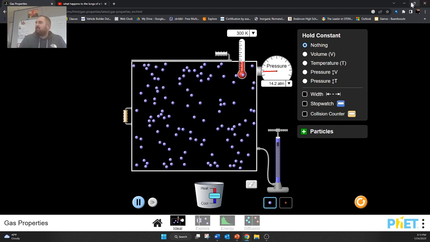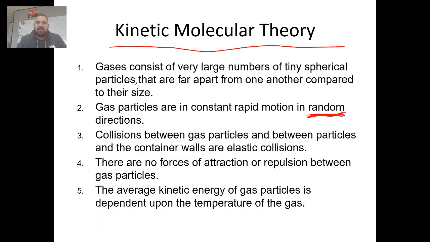The next rule of KMT says that collisions between gas particles and between particles and the container walls are elastic collisions. This is very important to know. So there's two types of collisions. There's elastic collisions and there's inelastic collisions. So to explain elastic collisions, I'm going to explain inelastic collisions.